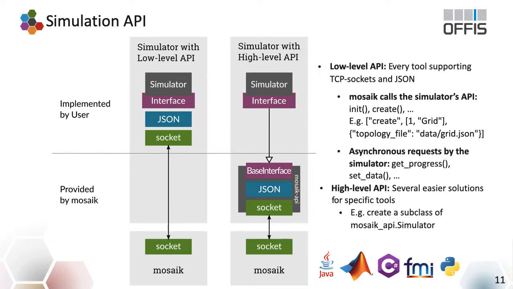And therefore, we also have high-level APIs. They are shown here in the right column. In a high-level API, Mosaic provides a little bit more. It's not just the basic interface. There is a second layer, where we provide a more high-level API in which we do all this very fundamental stuff. So the socket communication, the JSON stuff, and all of this is done already by some Mosaic interfaces. And then your effort to integrate a simulator later is less.